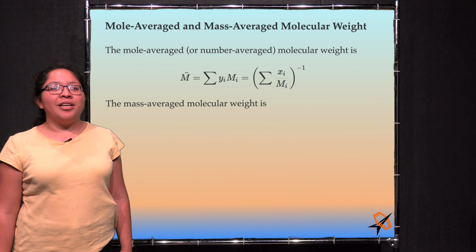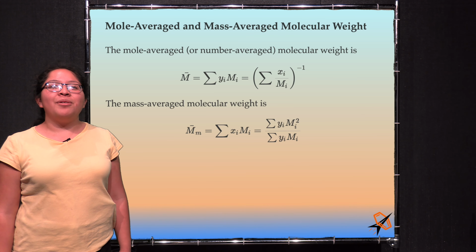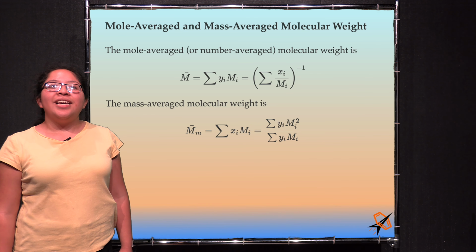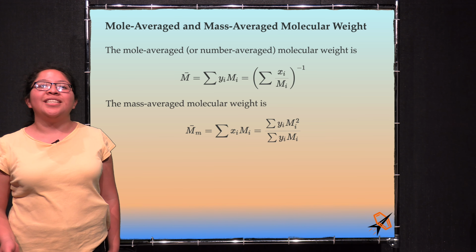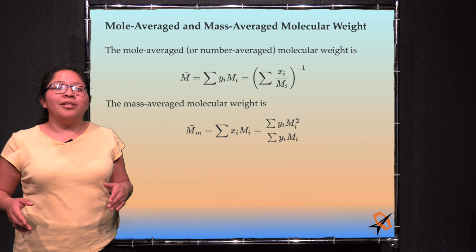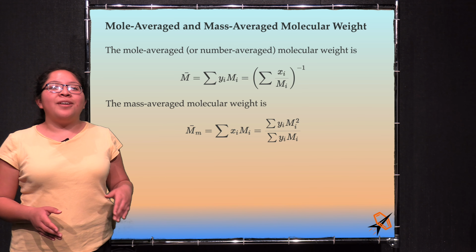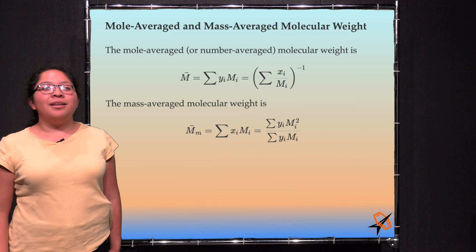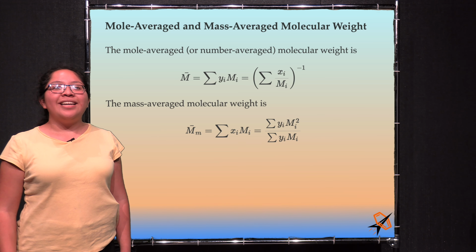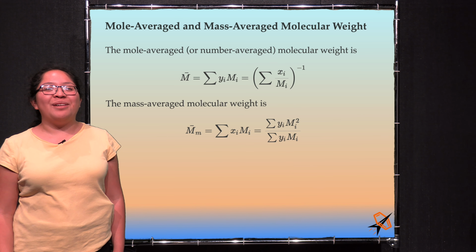The mass average molecular weight is given as the sum of mass fractions of each species times their molecular weights. If you need a formula in terms of the mole fractions, you could take the sum of the mole fraction of each species times its molecular weight squared and divide that sum by the sum of the mole fraction of each species times its molecular weight. It may take a little longer to derive this formula.